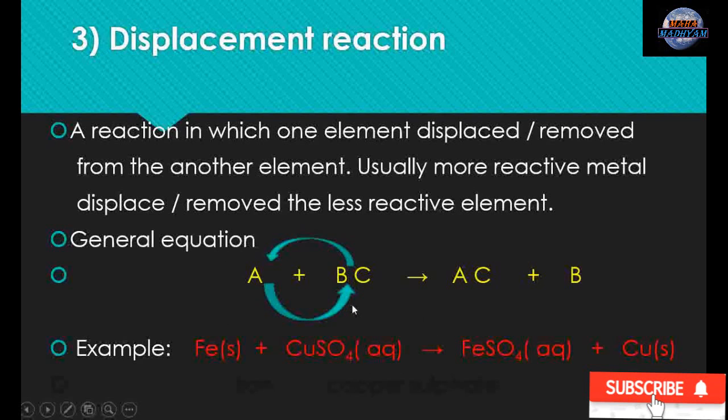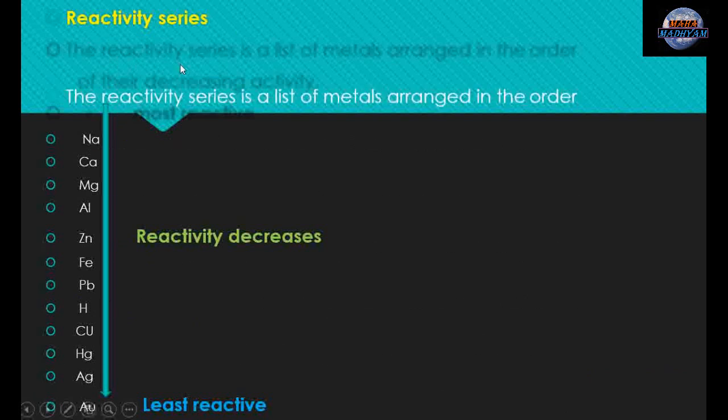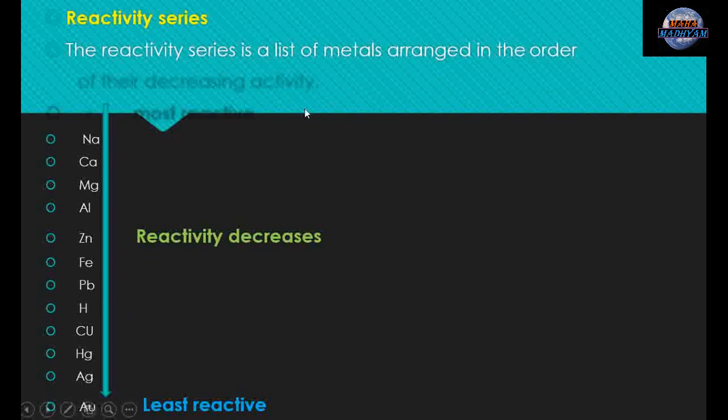Then how do you know which metal is more reactive and which one is less reactive? For this question, look at the reactivity series. The reactivity series is a list of metals arranged in the order of their decreasing activity. So this is the reactivity series. Here the elements placed at the top of the series are more reactive metals, and when you come down the series, reactivity decreases. Metals like mercury, silver, gold are least reactive.